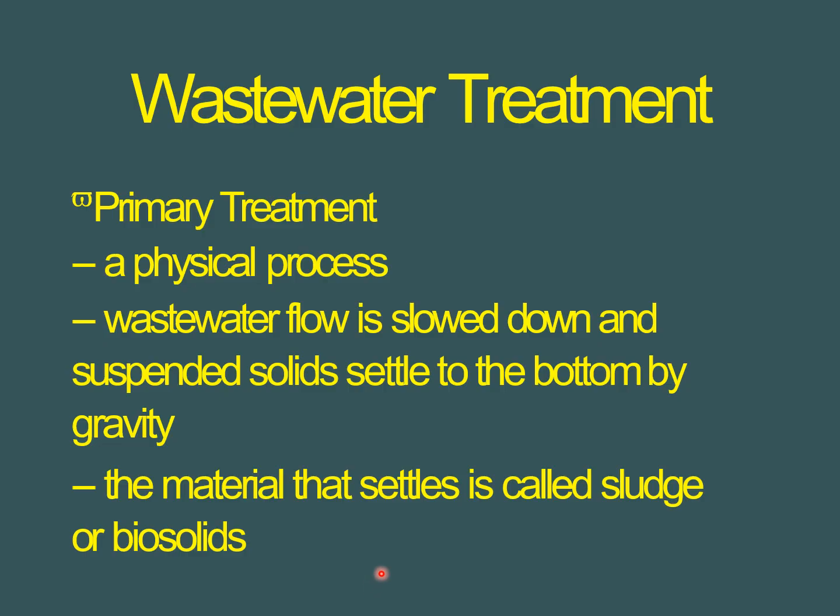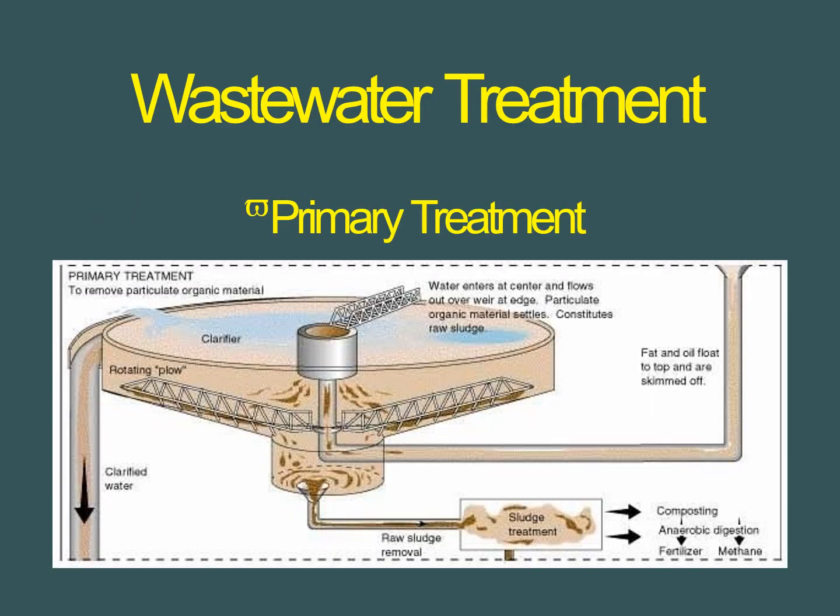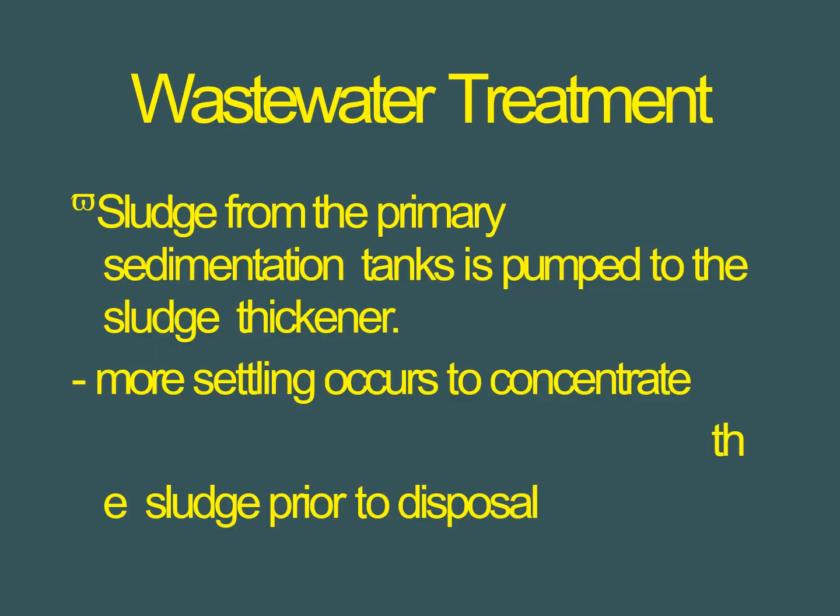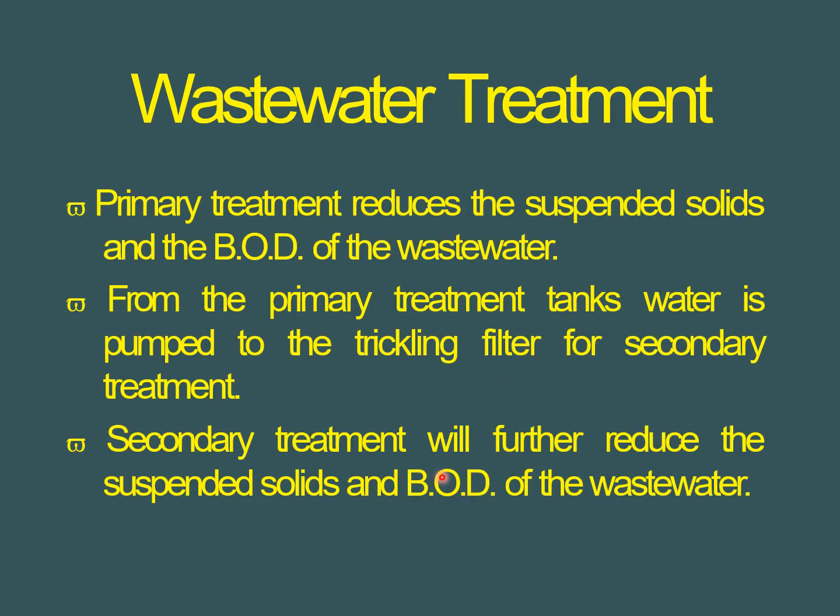In primary treatment, it is only a physical process. Wastewater flows slow down and suspended solids settle to the bottom by gravity. The material that settles is called sludge or biosolids. This is the actual diagram of primary treatment. Sludge from the primary sedimentation tank is pumped to the sludge thickener. More settling occurs in order to concentrate the impurities. Primary treatment reduces the suspended solids and the BOD of wastewater.